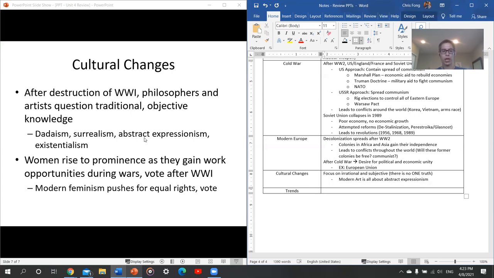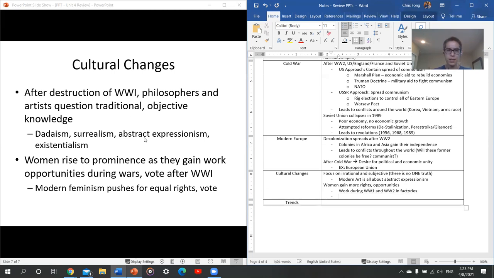And then the other big cultural change is that women gain more rights and opportunities during the 20th century. They work during World War I and World War II in factories, and that proves that they are just as valuable as men. And so they gain the vote after World War I and World War II in some countries. There's another modern feminist push for true equal rights, but the world wars are really what allow women to prove that they deserve these rights and to eventually gain the vote.